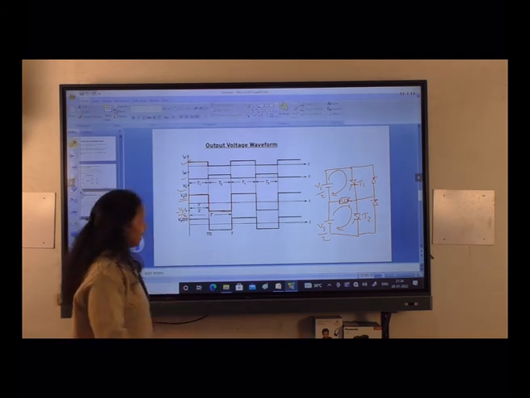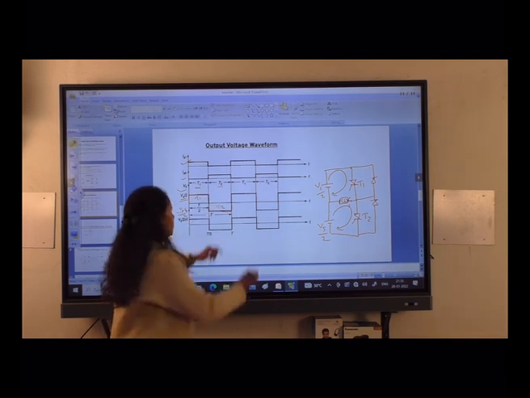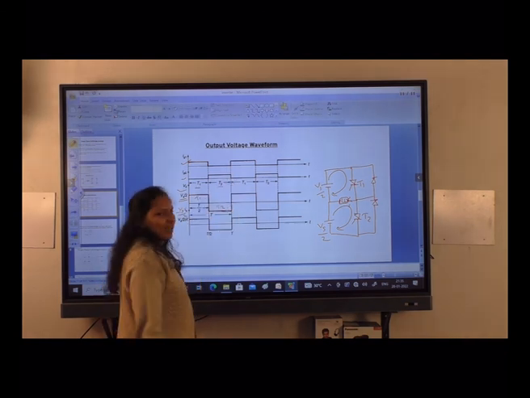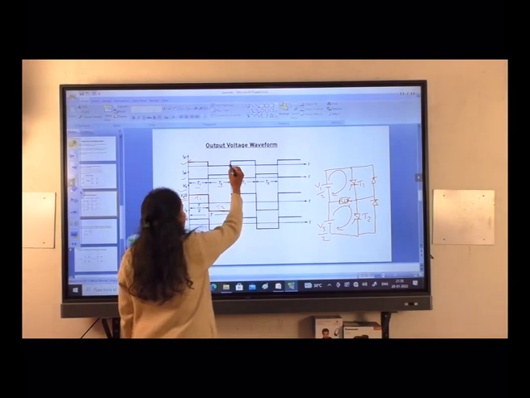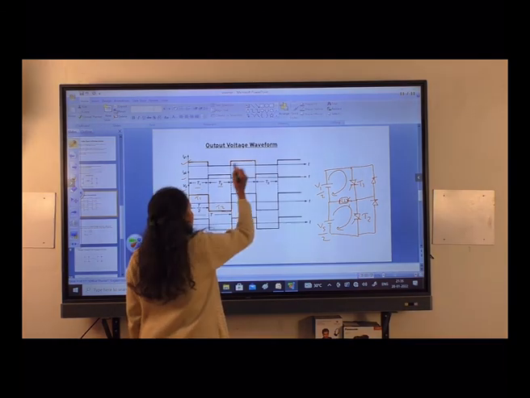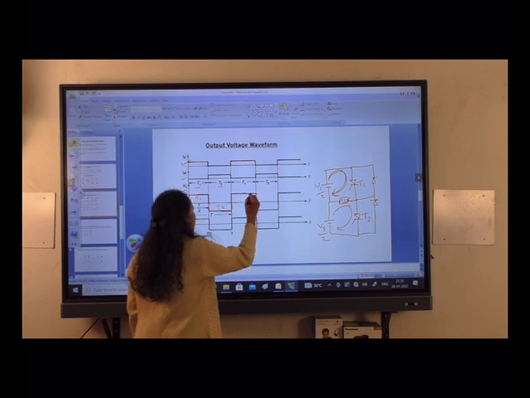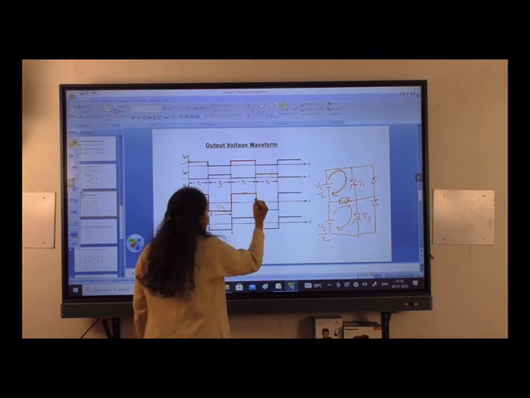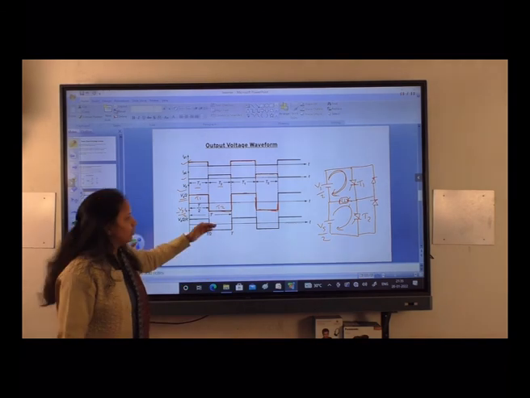In this part T1 is conducting, and in this part T2 is conducting. Again, at this point Ig2 is 0, so thyristor T2 is turned off, and Ig1 is given, so thyristor T1 is turned on. Again current flows in this direction and we get an output magnitude of Vs by 2. Again from this point Ig2 is given and we get the output voltage like this. In this way it will go on.